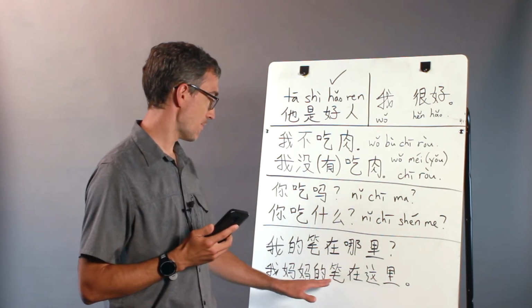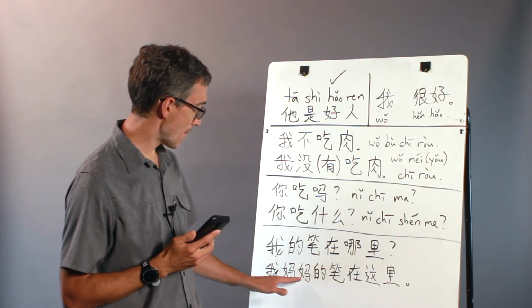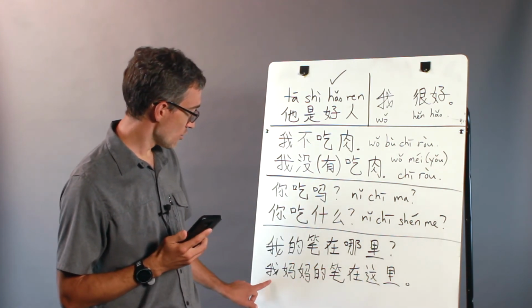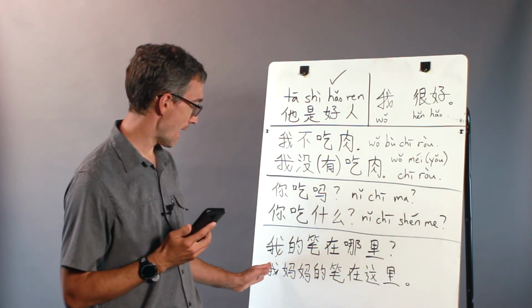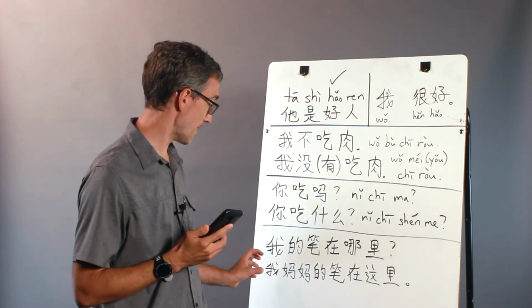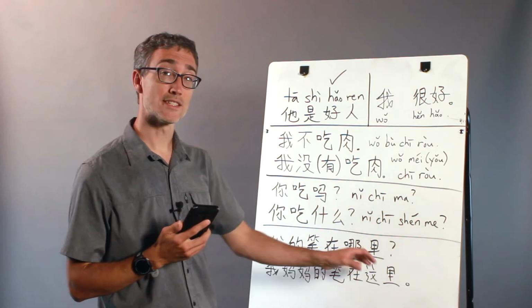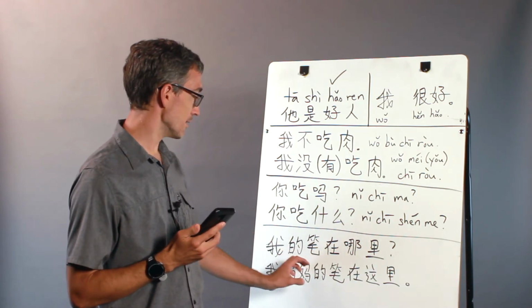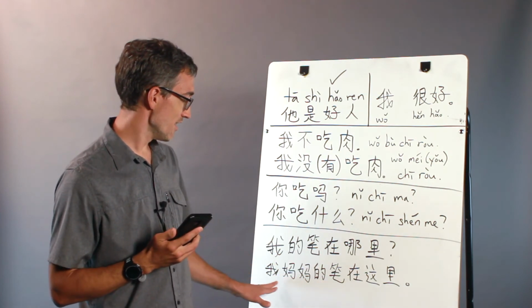My mother's pen 在这儿. So here we have two possessives, right? 我妈妈的笔. I possess my mother, she's my mother, and she possesses a pen. There are two possessives, but only one "de." It's right here. This one was dropped.